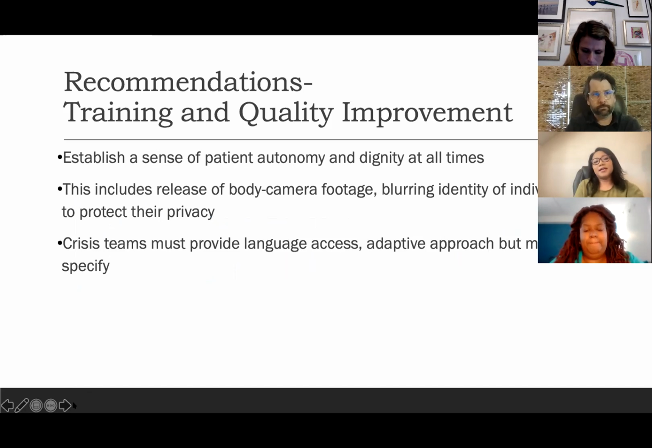We also identified a need to establish a sense of patient autonomy and dignity at all times. This includes the release of body camera footage. So if body camera footage is released, we recommend blurring the identity of individuals to protect their privacy. Additionally, crisis teams must provide language access and an adaptive approach, but they must specify what they're going to do to provide language access.